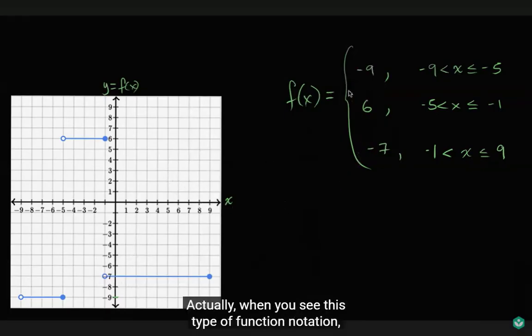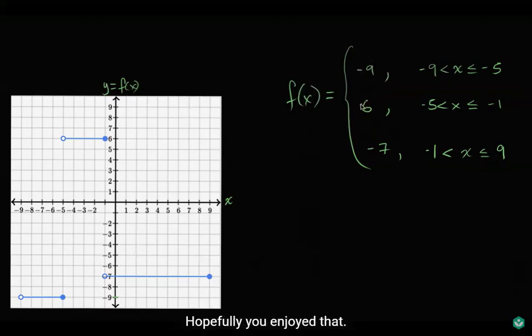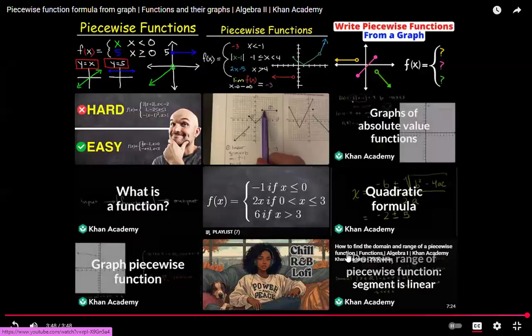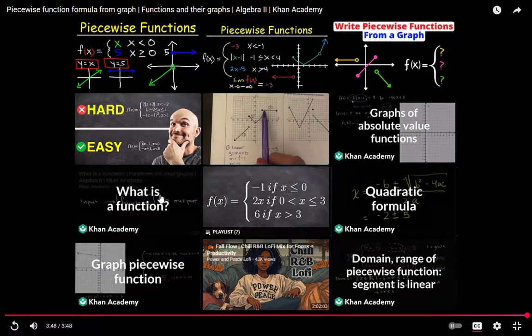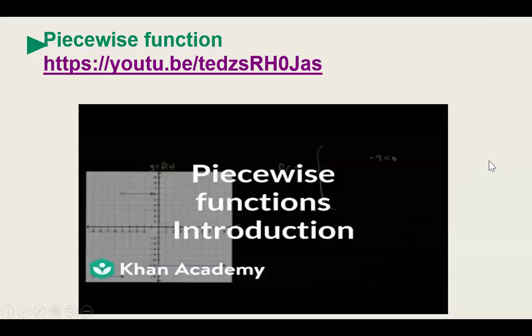And actually, when you see this type of function notation, it becomes a lot clearer why function notation is useful. Hopefully you enjoyed that. I always find these piecewise functions a lot of fun. All right. So basically, piecewise functions are how our world operates, right? In our actual world, nothing is perfectly linear, nothing is perfectly quadratic, nothing is perfectly exponential. Because of that, we have to be able to accurately model the world around us. And that's where piecewise functions come into play, okay?